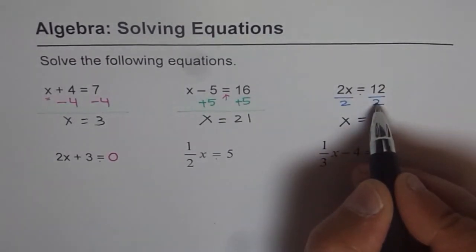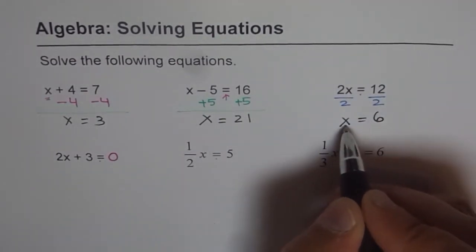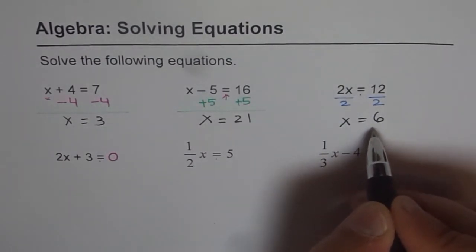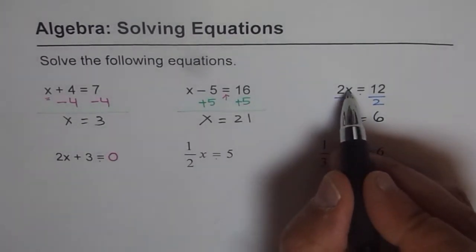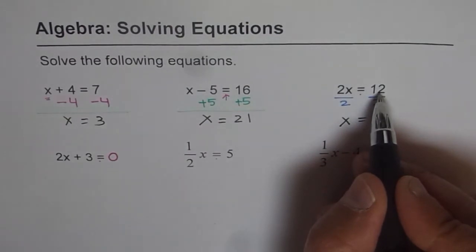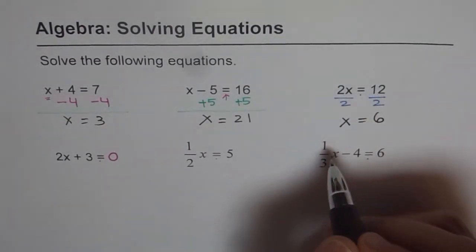12 divided by 2 is 6. So you get x equals 6. That is your answer. Try it out. 2 times 6 is indeed 12. That makes the equation true.